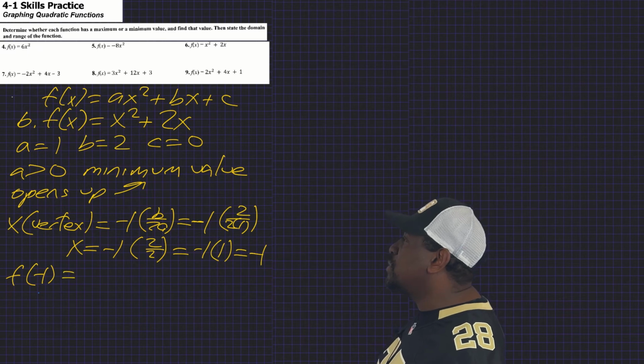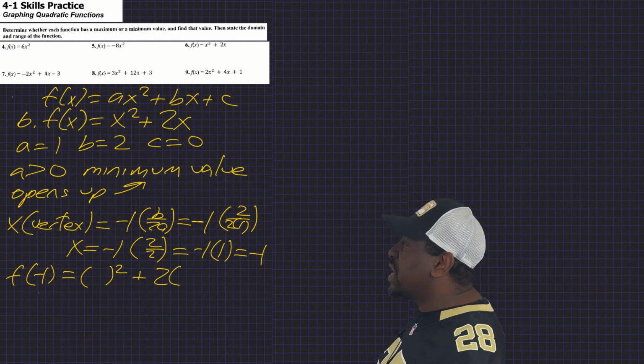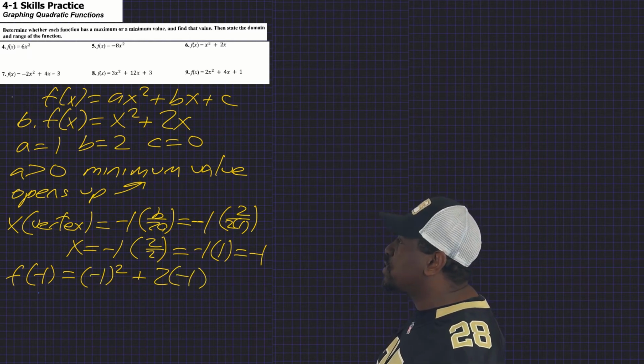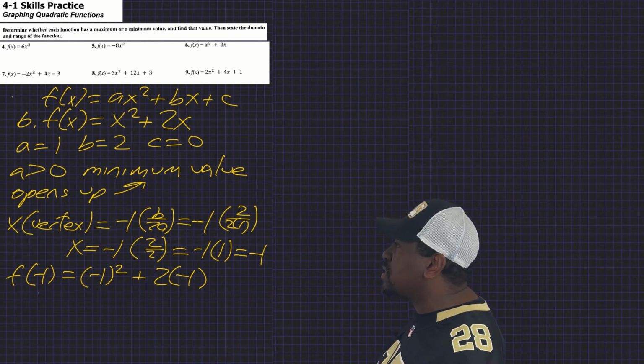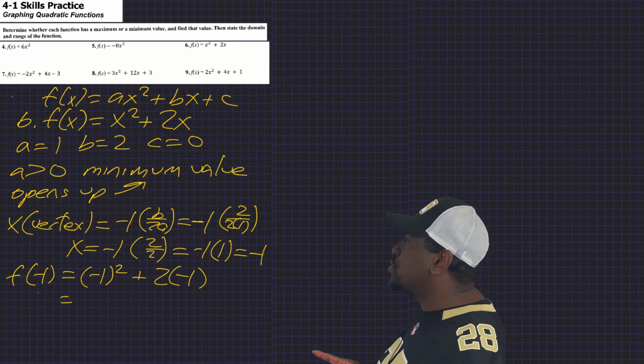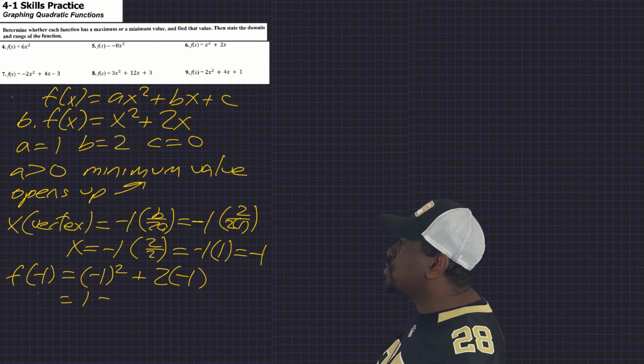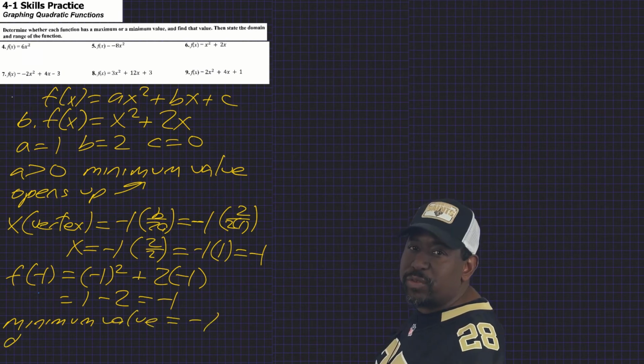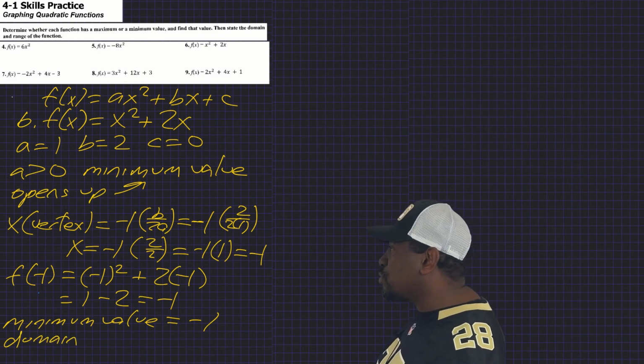So the minimum value is equal to f of negative 1, or the y value when x is negative 1. And so we substitute negative 1 into our function, which is above, as you can see, x squared plus 2x. Where the x's are, we substitute negative 1. Using order of operations, negative 1 squared is 1. 2 times negative 1 is negative 2. 1 minus 2 is negative 1. Therefore, the minimum value in this problem is equal to negative 1.